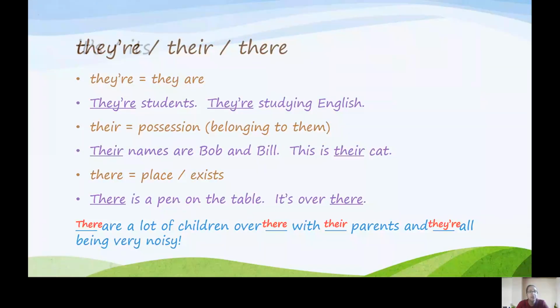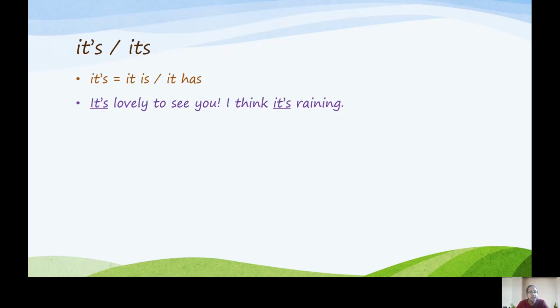Moving on to its. This is also very common because people forget what the apostrophe is used for. Well, it's a contraction and it means it is or it has. It depends on the context. For example, it's lovely to see you. It is lovely to see you. So again, we're using is as the main verb in that first sentence. I think it's raining. I think it is raining.